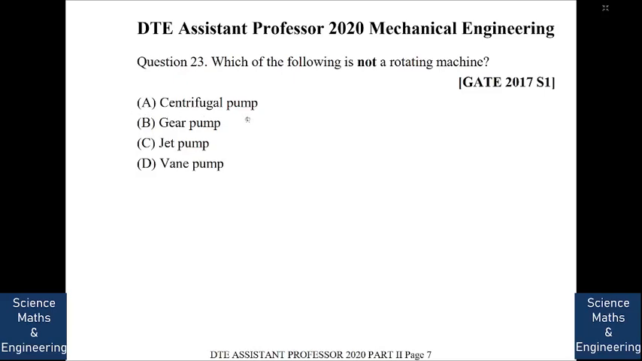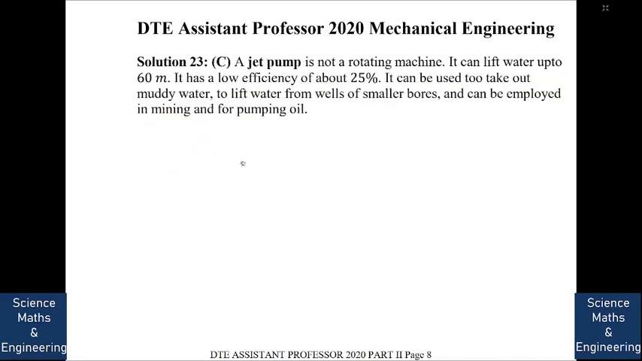Next question. Which of the following is not a rotating machine? A. Centrifugal pump, B. Gear pump, C. Jet pump, or D. Vane pump. Centrifugal pump is a rotating machine. Gear pump is a rotating machine. Vane pump is also a rotating machine. However, jet pump is not a rotating machine. It is a reciprocating machine and it can lift water up to 60 meters. It has a low efficiency of around 25% and can be used to take out muddy water, lift from wells of small bores, and also can be employed in mining and for pumping oil.